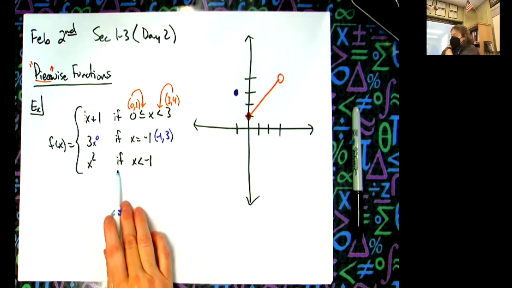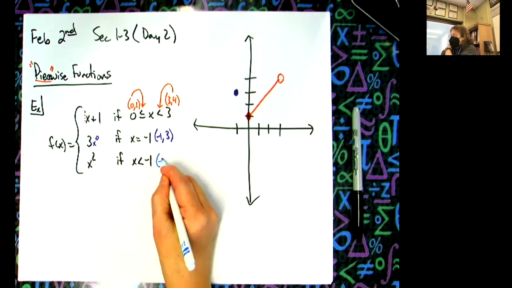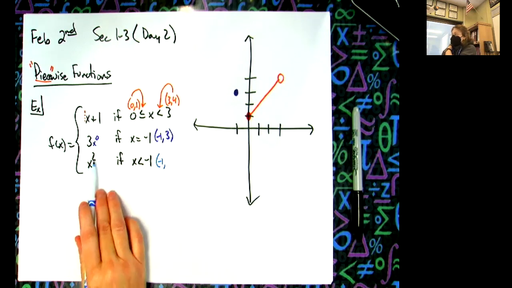Now if x is less than -1, I want to create an ordered pair. So I've got a -1 here. I'm going to take -1 and plug it in here. -1 to the second power is 1.